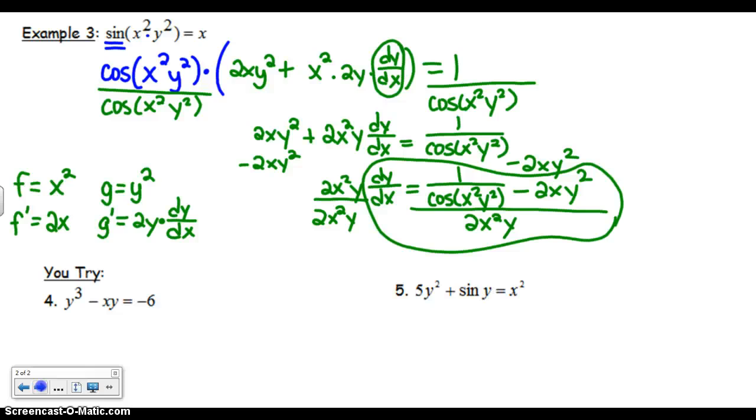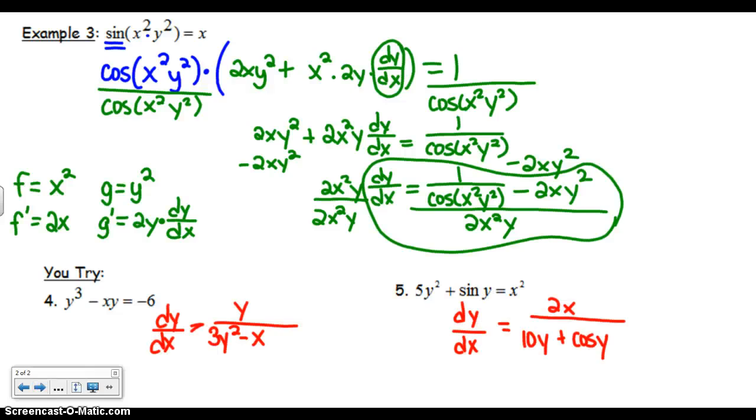Pause the video, see if you can figure out these derivatives. Don't forget to solve for dy dx. When you're done, unpause the video and the answers will appear. Okay, here are the answers. Bring your questions to class.